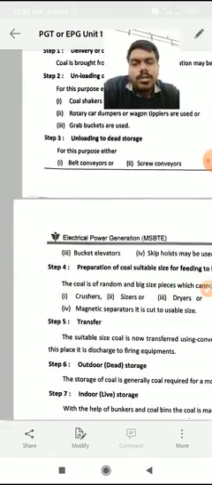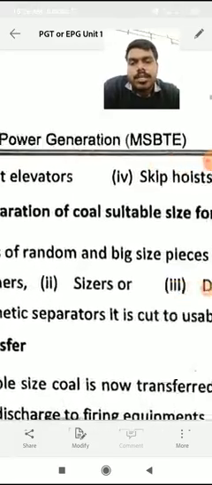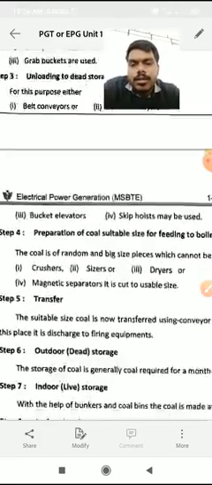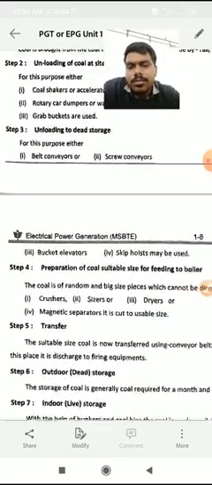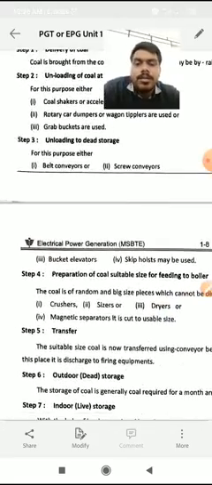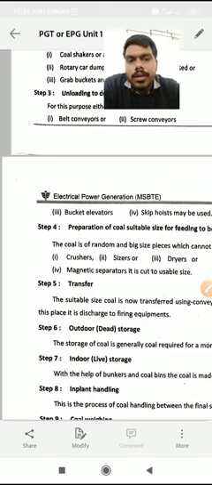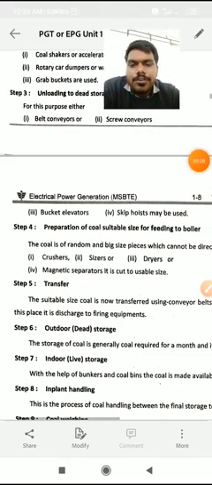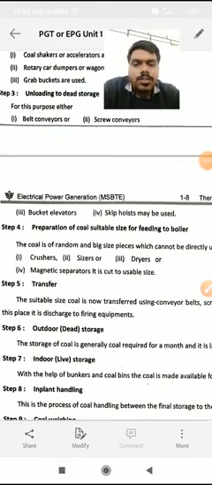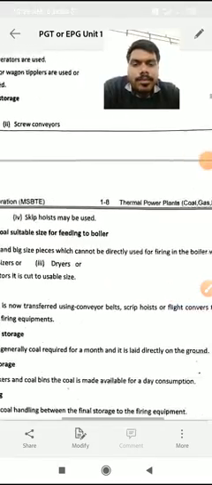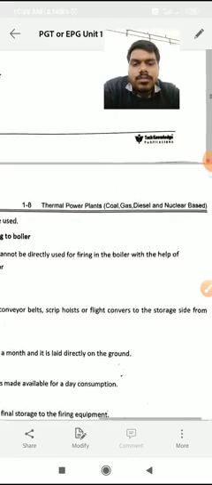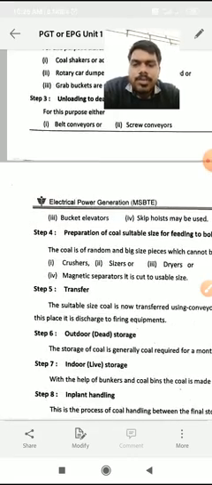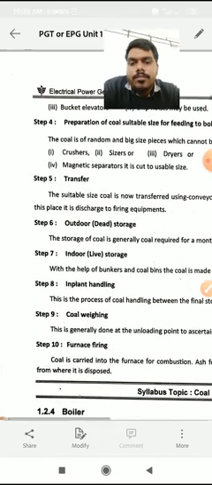With the help of crusher, sizer, dryer, and magnetic separator, the coal is cut to the usable size. So with the help of these devices we make the coal to the required size. Suitable size coal is now transferred by using conveyor belts, screw hoist, or flight conveyors to the storage site. From this place it is discharged to the firing equipment.